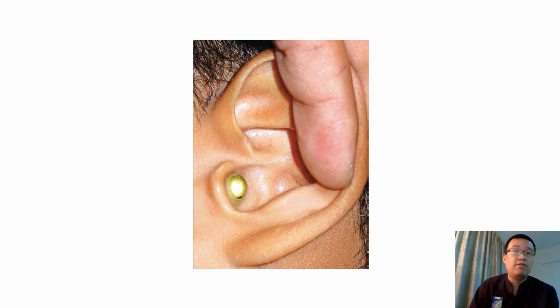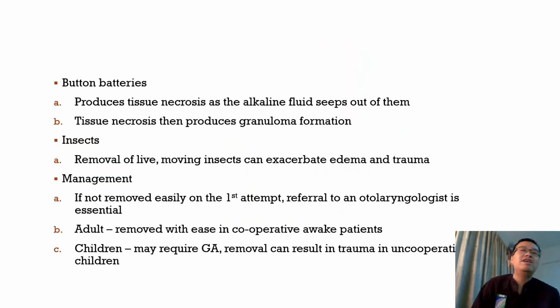So this is an image of a foreign body, quite clearly seen. You don't even need an otoscope to see this. So let's look at particular foreign bodies that we need to watch out for. Button batteries. Because of the alkaline that seeps out, it causes tissue necrosis, which can actually erode structures in the ear as well as cause granuloma formation. So a button battery is considered an ENT emergency. You need to attend to the patient and remove the battery as quickly as possible to prevent any tissue necrosis.